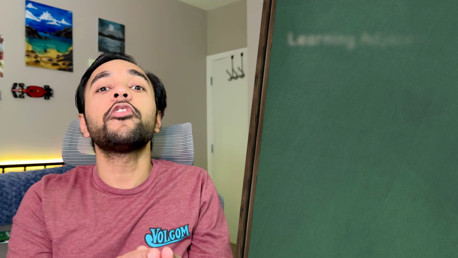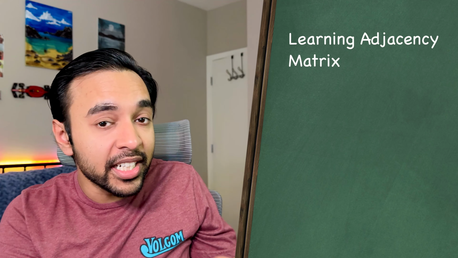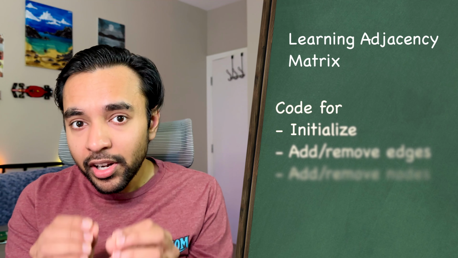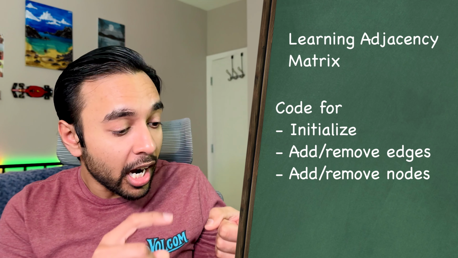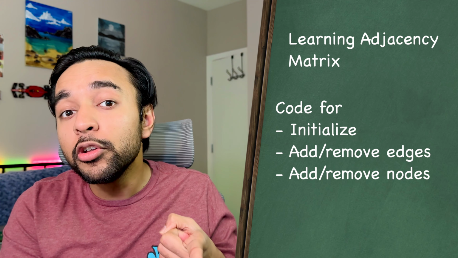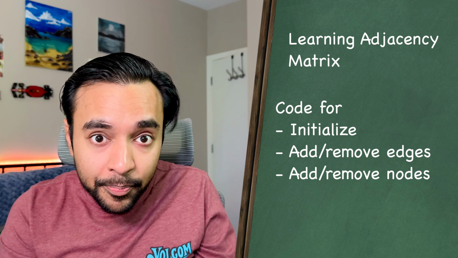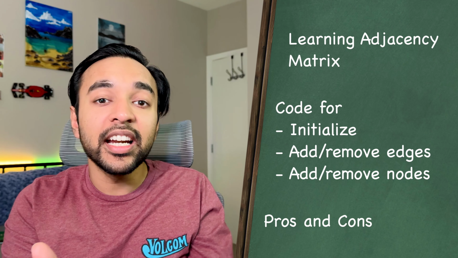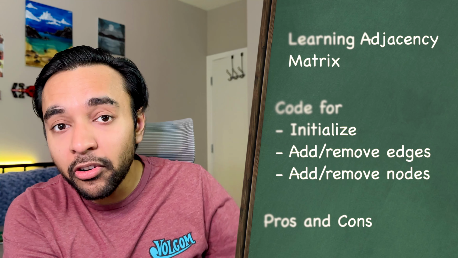First of all, what we're going to do is we will try to represent this graph data structure using an adjacency matrix. We will write some code so that you learn how to initialize a graph, how to add and remove edges, and then how to add and remove vertices. After that, we will do a quick pros and cons list to understand where this representation is helpful and where it is not. So without further ado, let's get started.